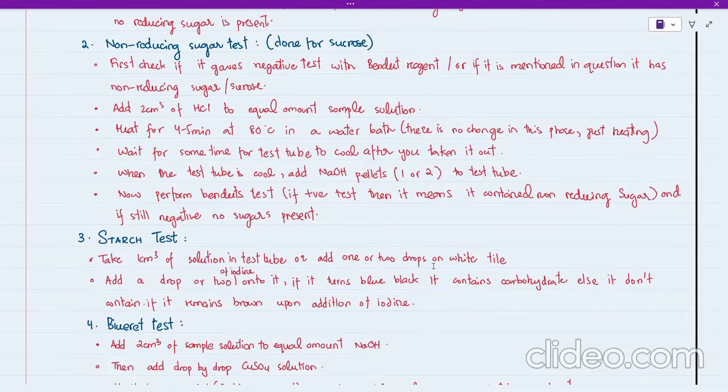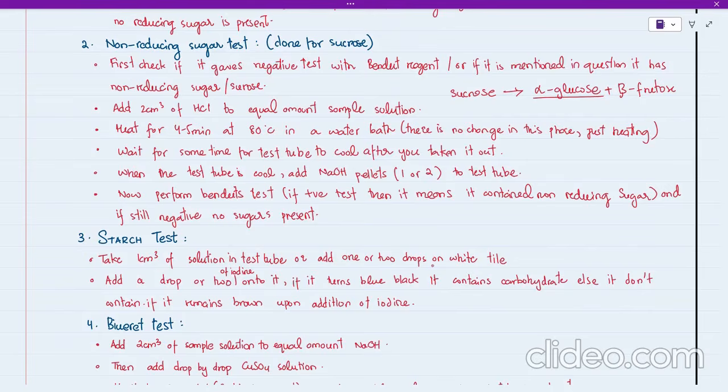So what happens as it hydrolyzes? The sucrose is going to be converted into alpha glucose and beta fructose. Then the alpha glucose is going to give you a positive Benedict test after it is hydrolyzed. So when we heat it for 4 to 5 minutes at 80 Celsius in the water bath, then we wait for some time after we take the test tube out so that it becomes cool, so that you can easily touch the bottom of it.